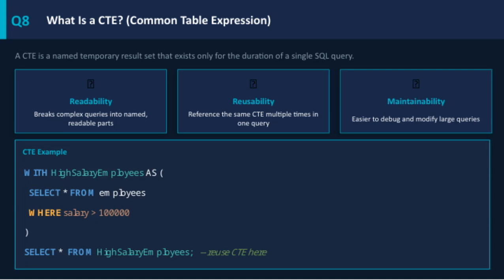Let's talk about common table expressions, or CTEs. A CTE is basically a named, temporary result set that lives only for the duration of one SQL query. It helps us break down complex queries into smaller, readable parts. That makes our code easier to debug and modify. Plus, we can reference the same CTE multiple times within a query, which boosts reusability. In short, CTEs make our SQL cleaner, clearer, and more maintainable.